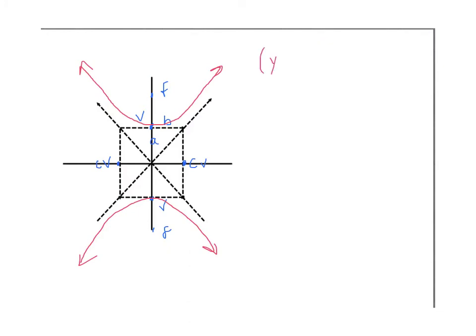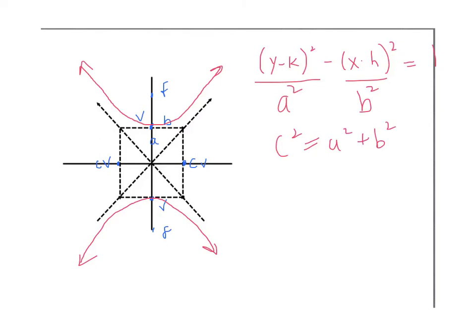If you switch directions, that means that your major axis is going to be first. Since it's y, it's going to start out (y minus k) squared over a squared, minus (x minus h) squared over b squared, equals 1. A squared is still first. C squared is still equal to a squared plus b squared. And the asymptotes this time are going to be y equals plus or minus a over b times x.